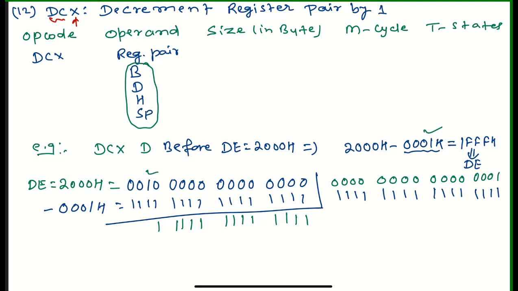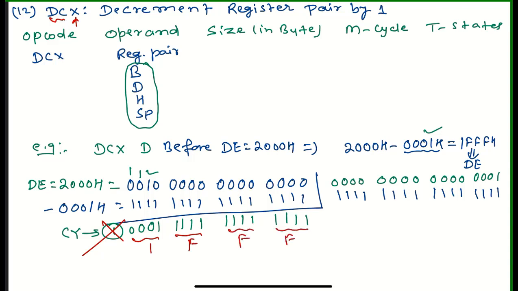Then at this stage 1 plus 1, the sum will be 0 and carry will be 1. So 1 plus 0 plus 1, again the sum will be 0 and carry will be 1. Again 1 plus 0 plus 1, the sum will be 0 and carry will be 1. If there is any carry, it should be discarded here. So this will be 1, then F, then F, then this is also F.